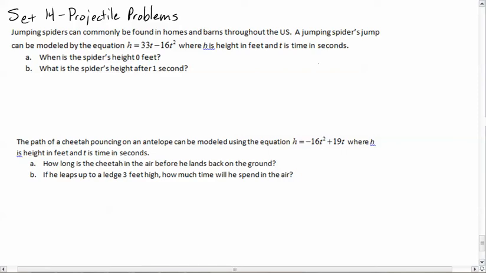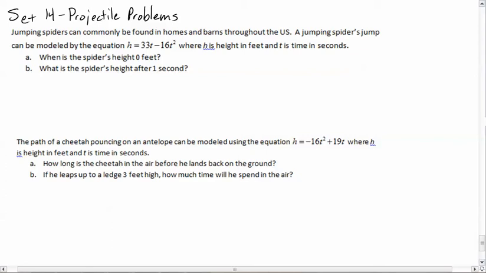Alright, this is my last set of quadratic videos, I hope, for the rest of my stinking life. So, projectile problems. Just kidding, I don't mind. I like this. Okay, so we're doing projectile problems. Projectiles are things that are flying through the air. And so we're looking at problems that have things flying through the air. Our first problem is looking at a jumping spider, which is flying through the air.